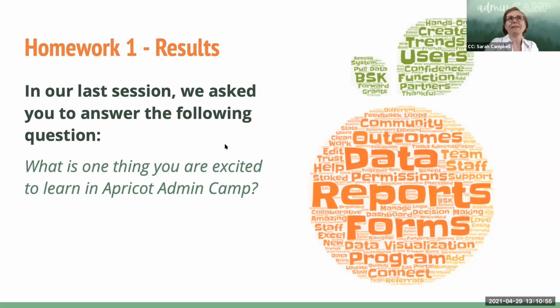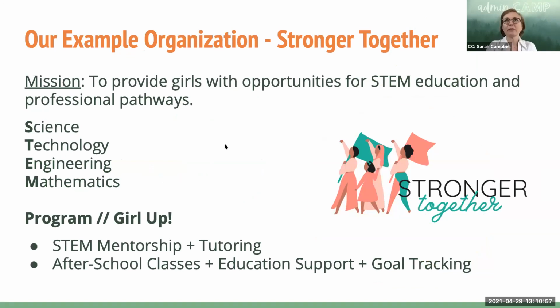Today we'll be using our example organization in Apricot, which we're calling Stronger Together. The mission of Stronger Together is to provide girls with opportunities for STEM education and professional pathways. STEM, if you're not familiar with it, is science, technology, engineering, and mathematics. Traditionally, it's been a male-dominated field, but that is changing, and Stronger Together is working to keep that number going up for women. The program is called Girl Up, and that provides STEM mentorship and tutoring, after-school classes, education support, and goal tracking. The mentors are professional women who work in the STEM fields.